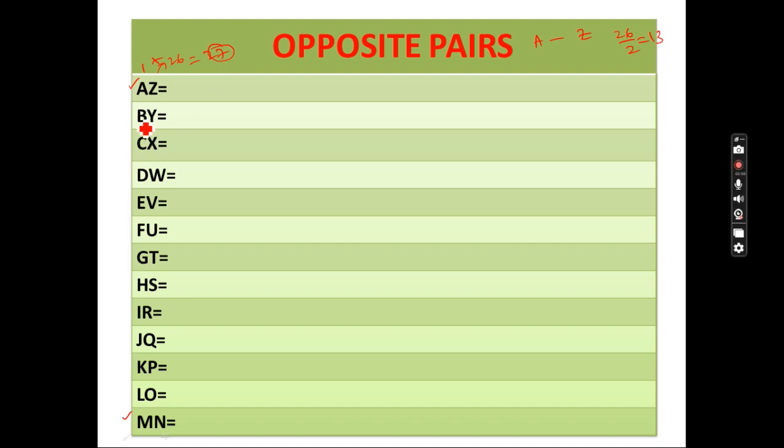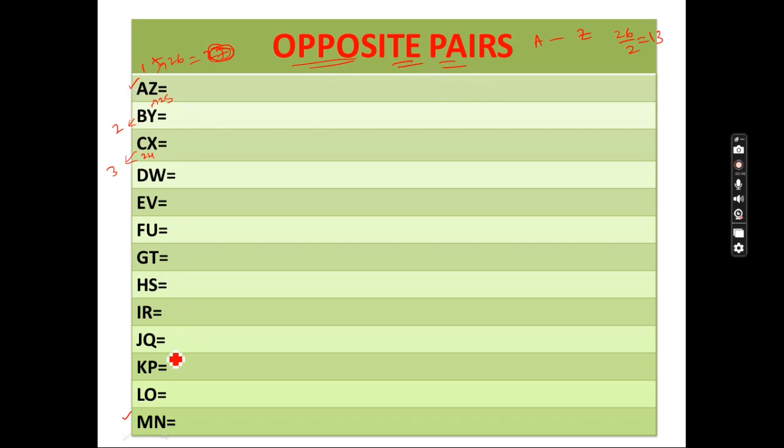Take the example B, which is 2, and Y, which is 25. 2 plus 25 is 27, so the sum should be 27. C is 3, X is 24, and 24 plus 3 is 27. For any pair given here, if you take the sum of their positions, you will definitely get 27. When you get the answer 27, these pairs are called opposite pairs.